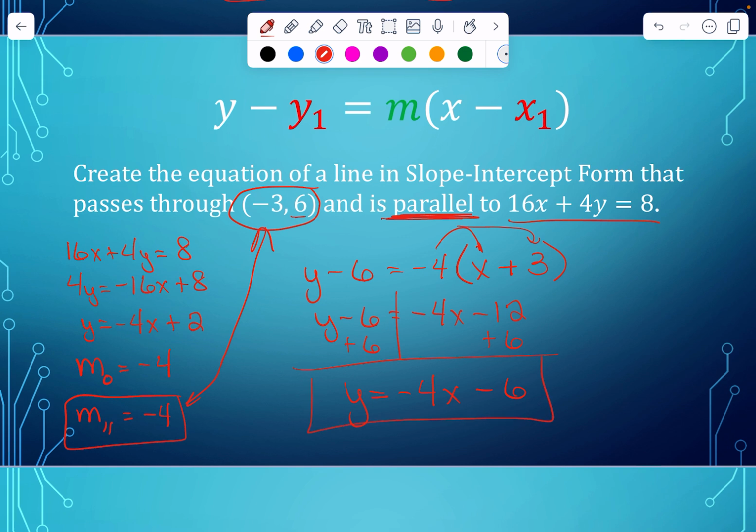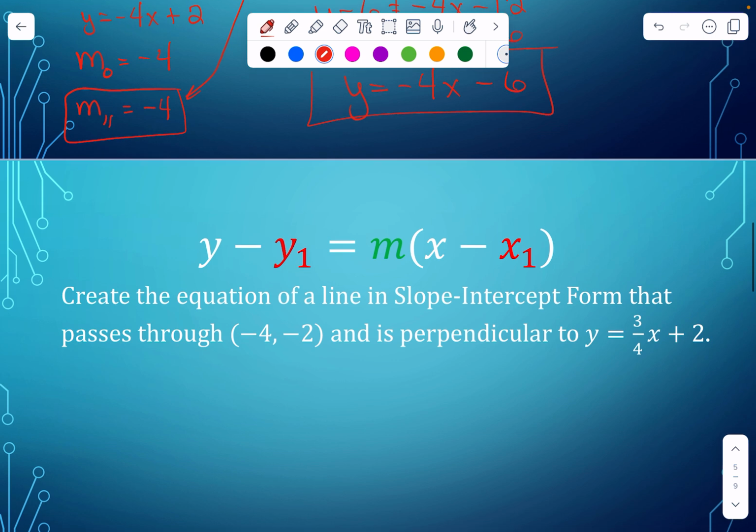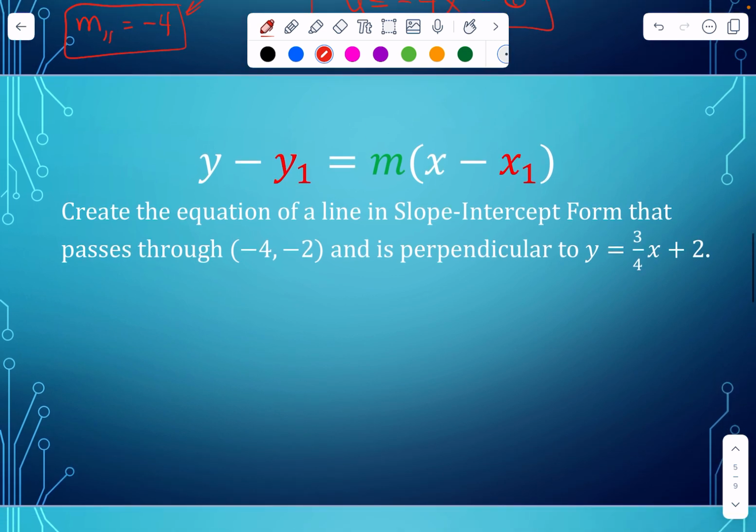And that is the equation in slope-intercept form that passes through that point and is parallel to the original equation. Okay, let's try another one here. So on this one, equation of a line in slope-intercept form that passes through this point. This time we're going to do perpendicular to the original equation.